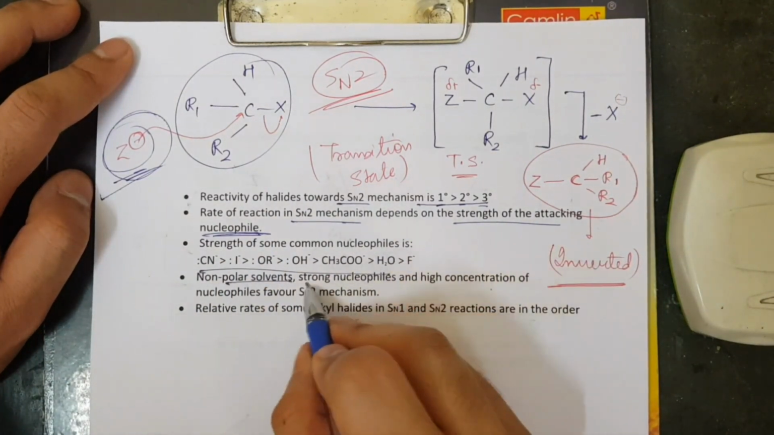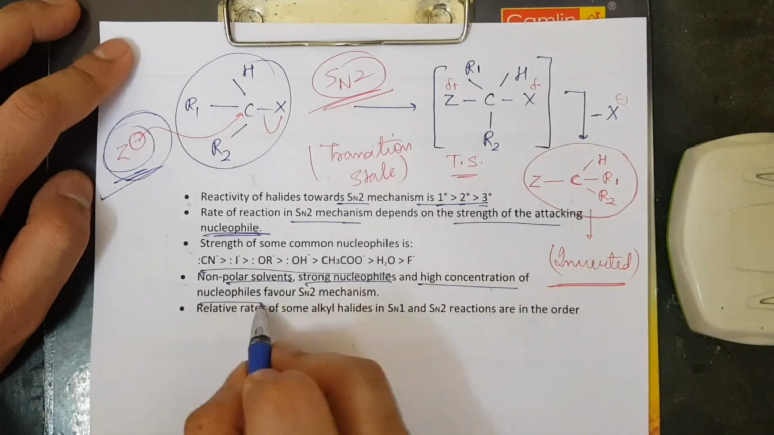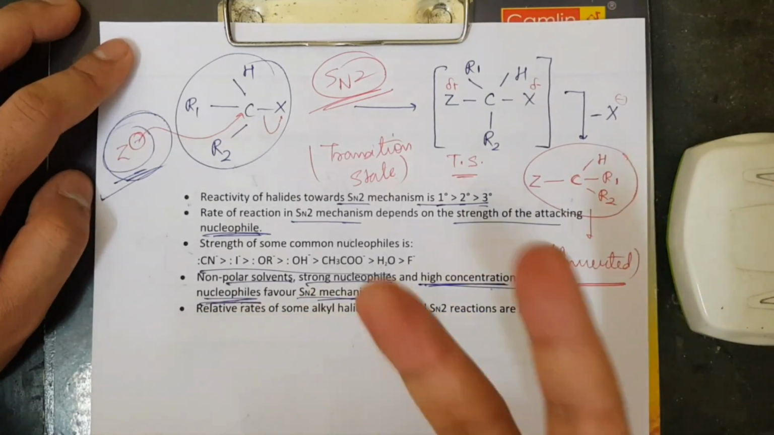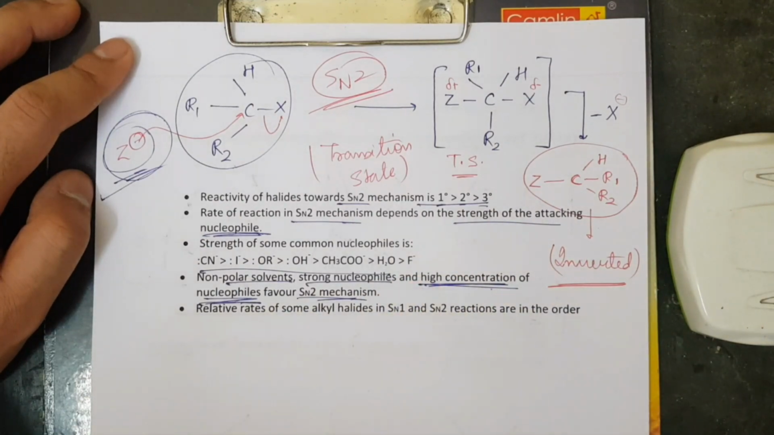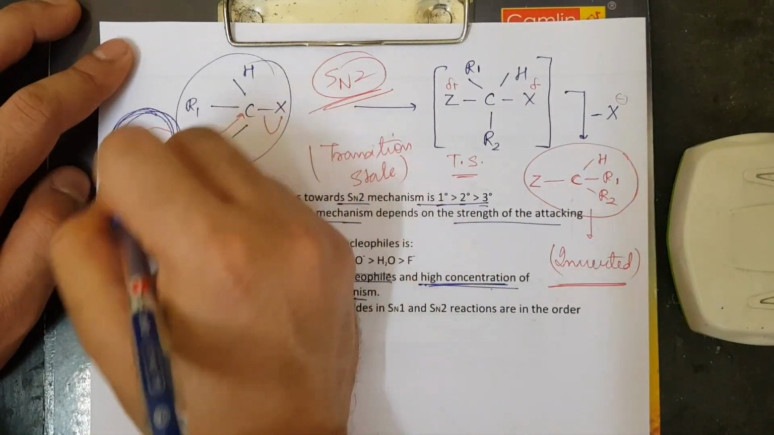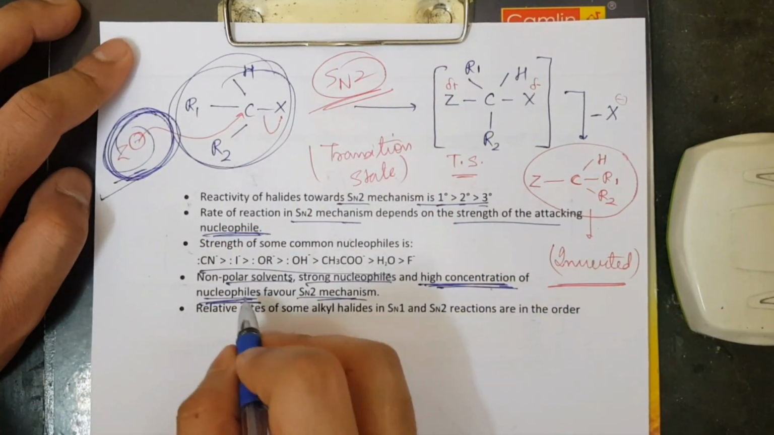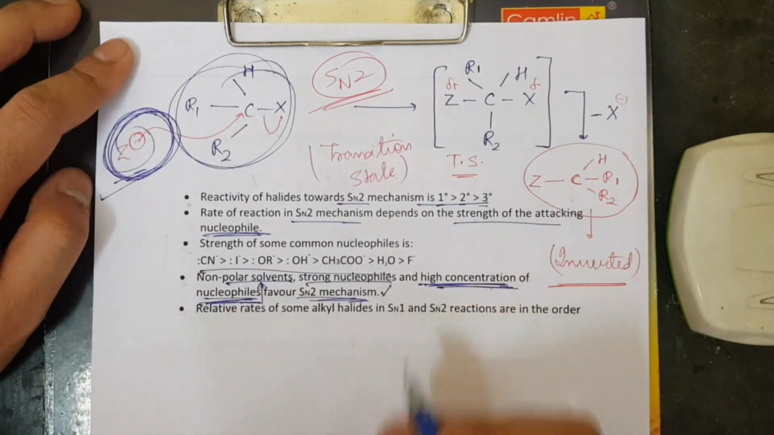Non-polar solvents, strong nucleophiles and high concentration of nucleophiles favor SN2. Why? Because it is second order, so it depends on the concentration of the nucleophile and the alkyl halide. So if I increase the concentration of the nucleophile, SN2 increases.